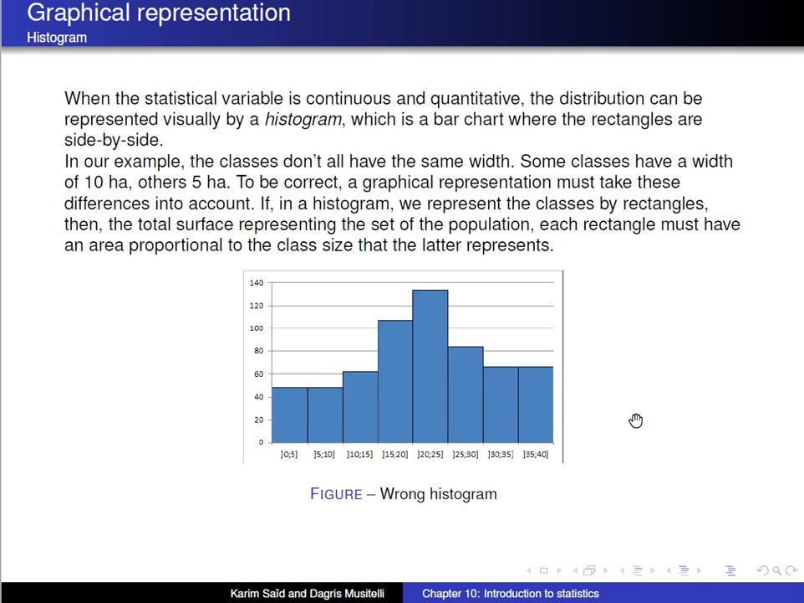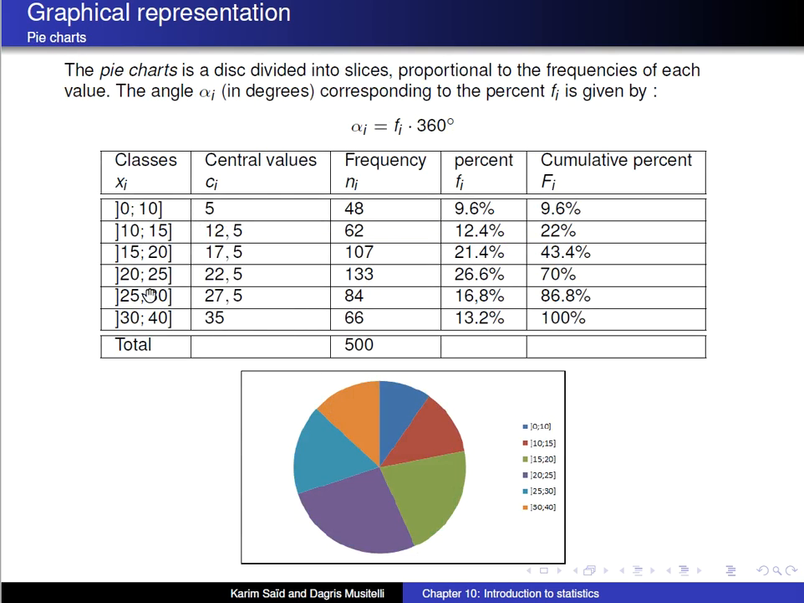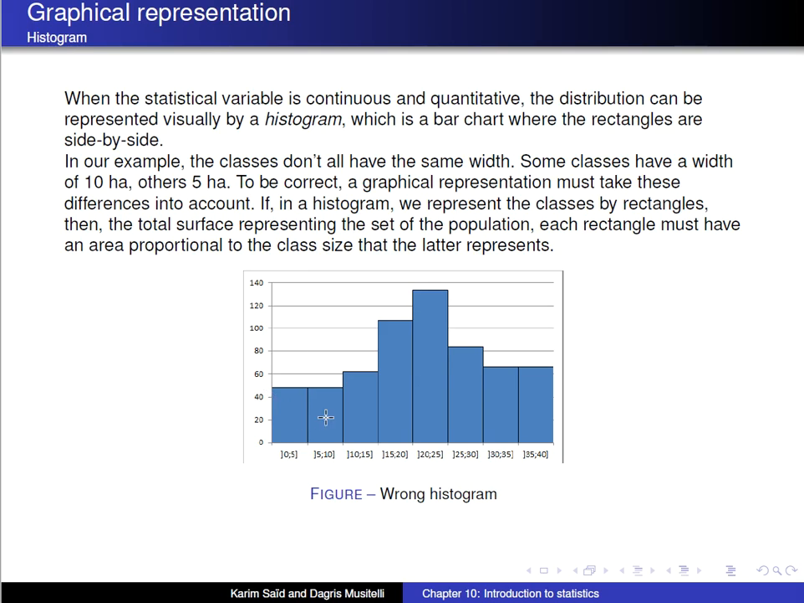A histogram is actually like a bar chart, but used with a continuous quantitative variable. It's where the bars are side by side like this. But watch out, here it's a wrong histogram. Why? Because if we take this example here, we can see the class 0 to 10 has 48 values, but the width of this class is different compared to the other ones. We want all the rectangles to have the same width.